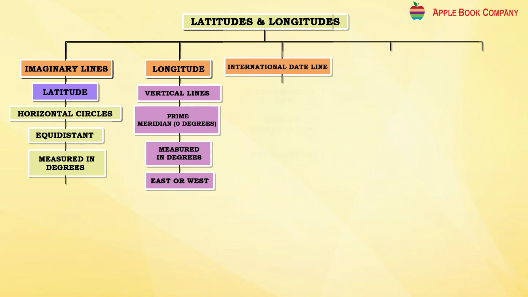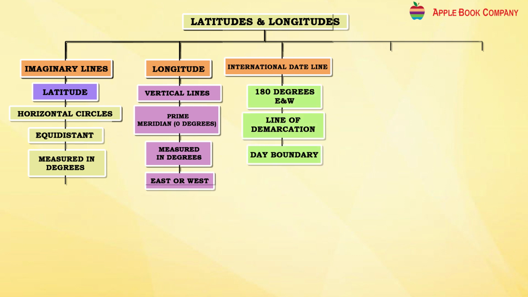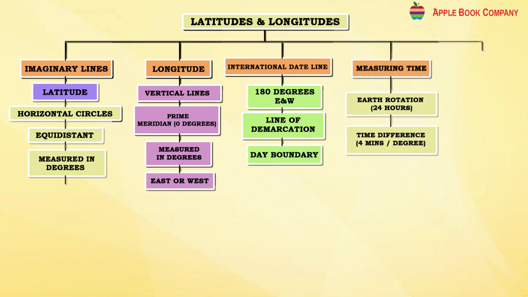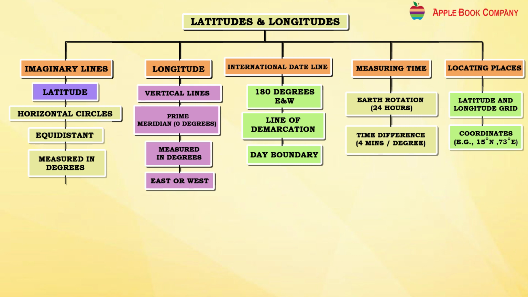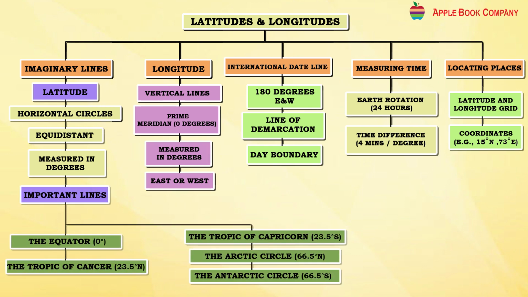International dateline, 180 degrees east and west, line of demarcation, day boundary. And when it comes to measuring time, Earth rotation is 24 hours, time difference is 4 minutes per degree. And locating places, latitude and longitude grid. And coordinates, example 15 degrees north, 73 degrees east. And the other important lines are the equator at 0 degrees, Tropic of Cancer at 23.5 degrees north, Tropic of Capricorn at 23.5 degrees south, the Arctic Circle at 66.5 degrees north, the Antarctic Circle at 66.5 degrees south.